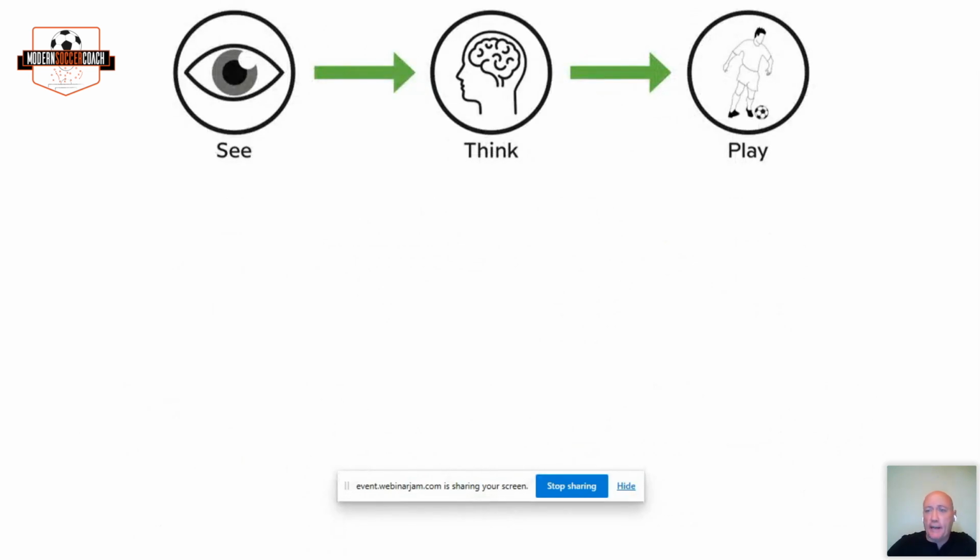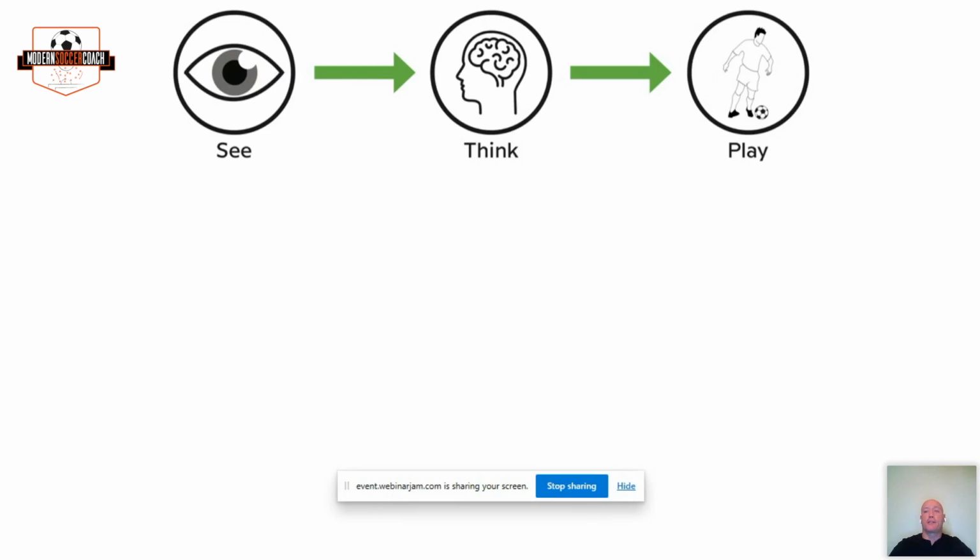So I call it see, think, play. Keep it really simple. And I keep that simple for my benefit. It makes it easier for me to remember. It makes it easier to present these ideas when I'm talking with coaches. Obviously, you might have your own terminology. And the important thing is whichever group of players that you're working with or the colleagues that you have, that you all understand the terminology that you're using, whatever that may be.